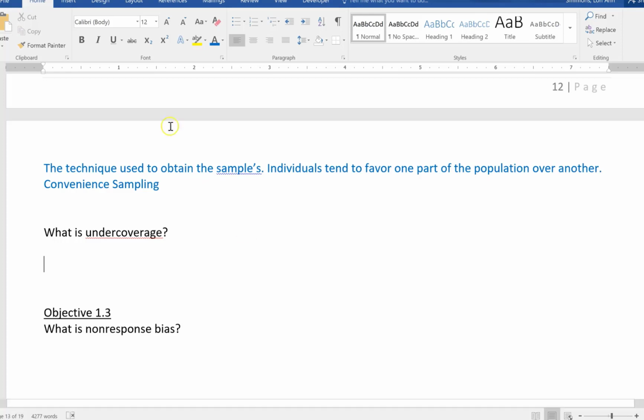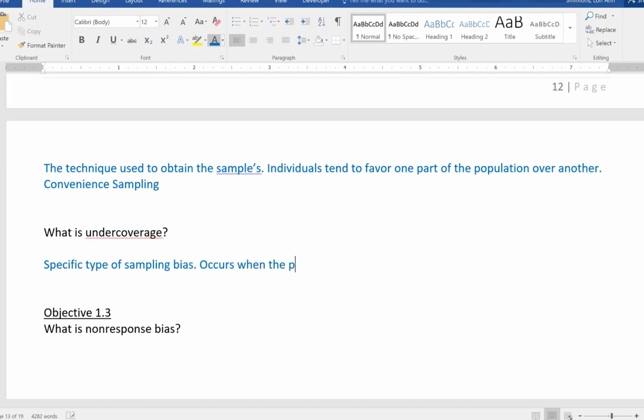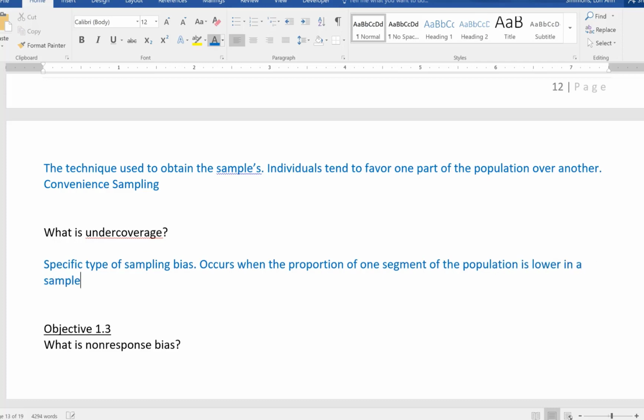What is undercoverage? It is a specific type of sampling bias. It occurs when the proportion of one segment of the population is lower in a sample than it is in the population.